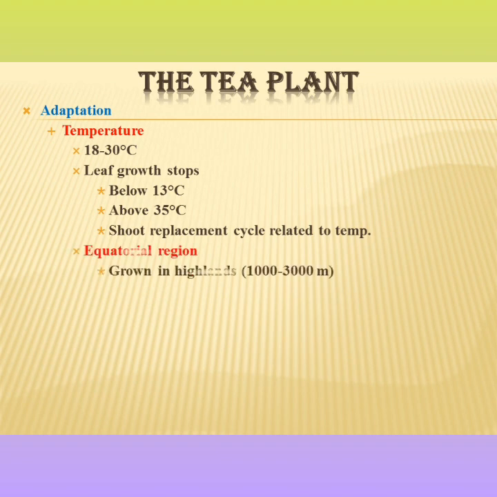Next, the equatorial region grows in highlands in the range of 1000 to 3000 meters, and that's why in India you'll find northeastern Assam, West Bengal's Darjeeling and some parts of our southern states are the top producers of tea. Then rainfall around 1115 mm, if evenly distributed.